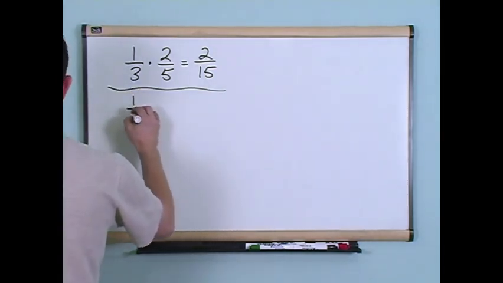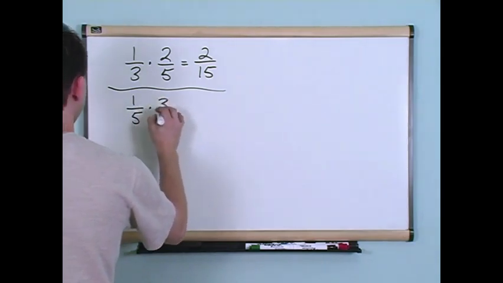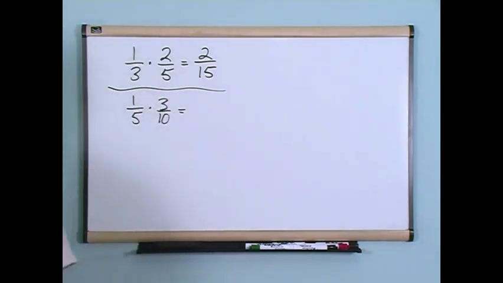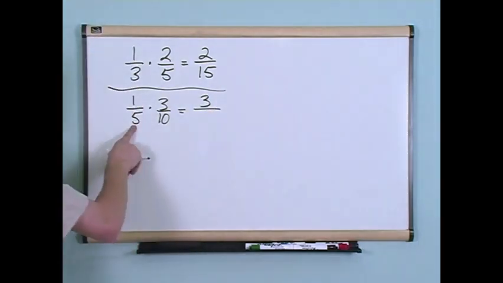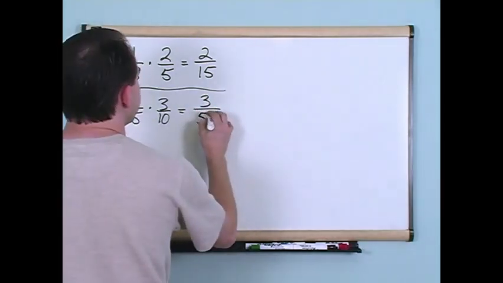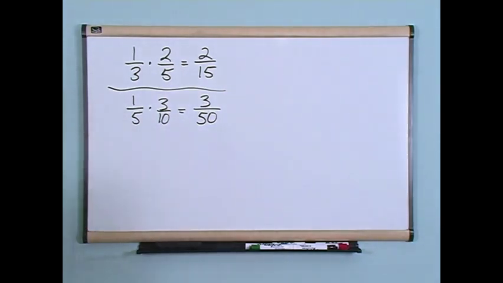What if you had 1/5 times 3/10? Okay. You multiply the top. 1 times 3 is 3. Multiply the bottom. 5 times 10 gives you 50. Again, you can't simplify that anymore, so you're done.